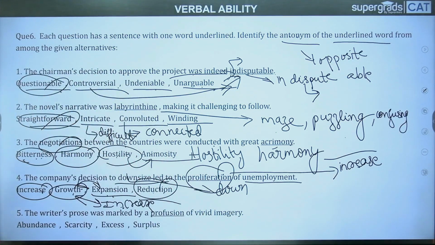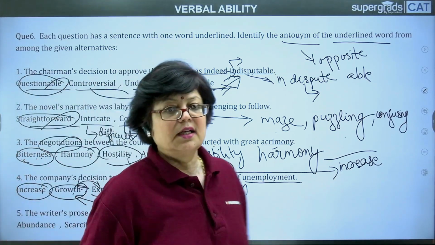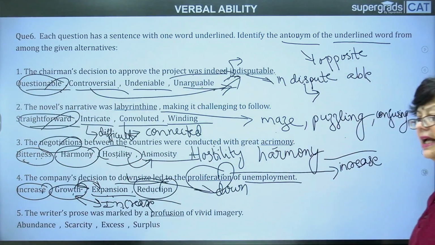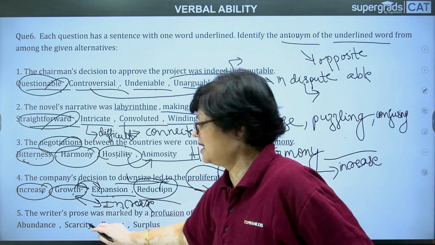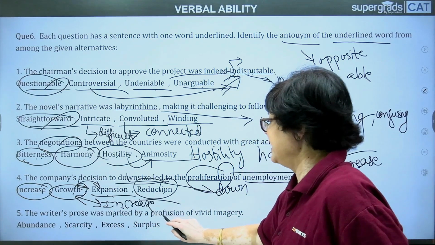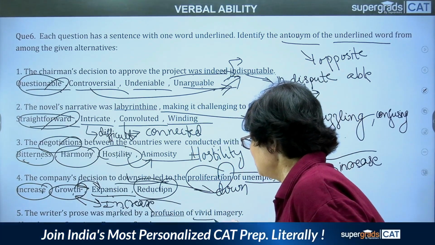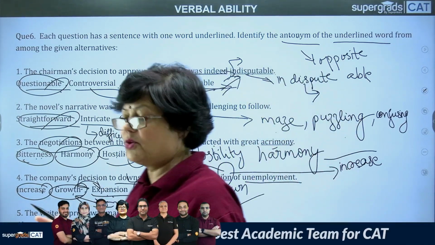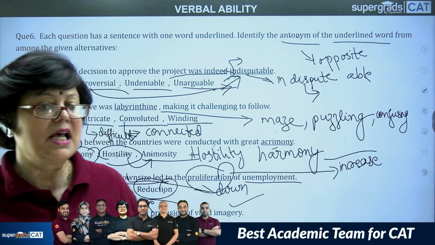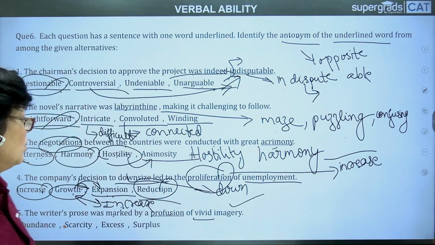Let us see the last one. The writer's prose was marked by a profusion of vivid imagery. Let us again examine the word and the sentence again. The writer's prose means whatever he has written was marked by a profusion of vivid imagery. Now, even if you do not know the meaning of vivid, you have to rely on the word imagery. Okay, at least you know the meaning of the word imagery means many images have been taken, many different kinds of descriptions have been shown, depicted.